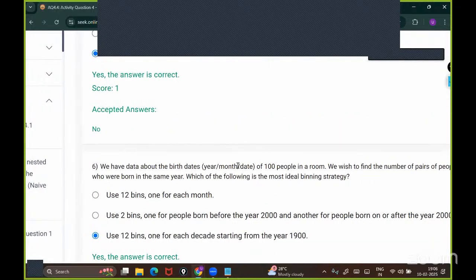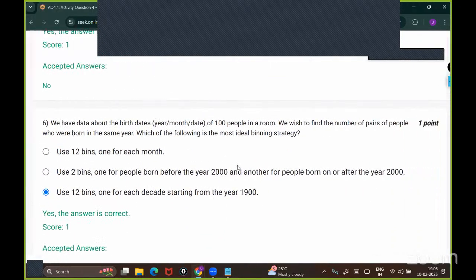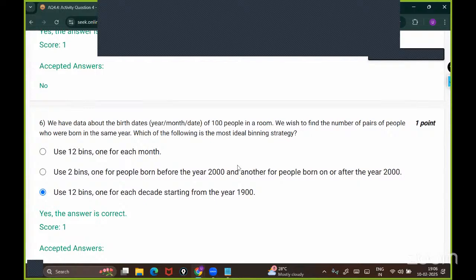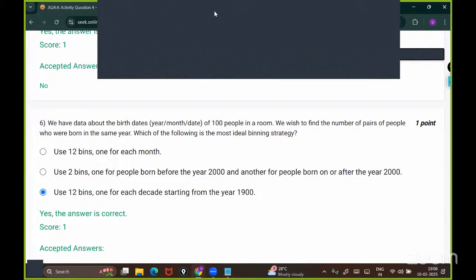Yeah, but ma'am, what about those people who were born before 1900? But the thing is, of course, they cannot be alive till now, right?